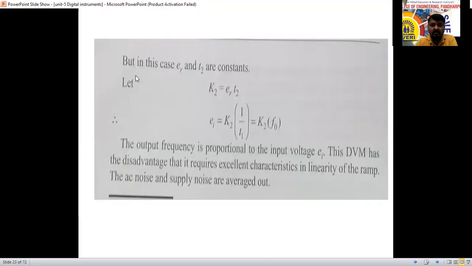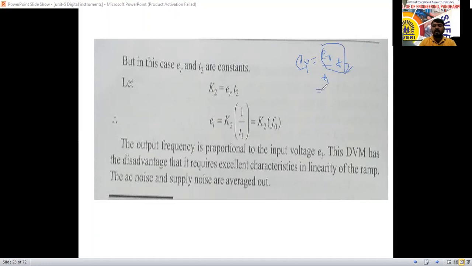We will discuss the formula again, but in this case ER, the reference voltage, and T2, the time taken to discharge the capacitor, are constants. So let me consider K2 equal to ER into T2. We have already written the formula using the waveforms: EI equals ER divided by T1, into T2. Previously we wrote that one.